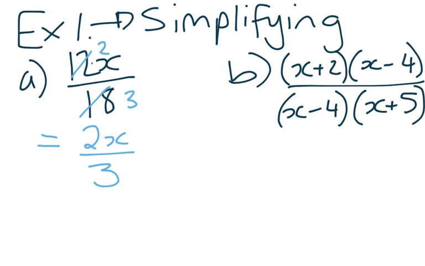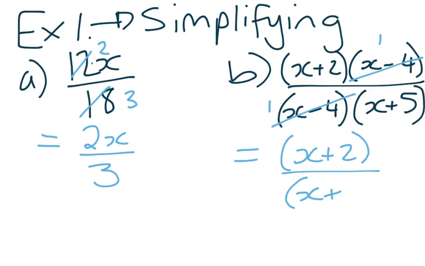With B, it's already factorised and everything for us, so what we just need to do is look to see if we can cancel anything from the top and the bottom. So you'll notice that there's x take 4 on the top and x take 4 on the bottom. And because it's on the top and the bottom, if we do x take 4 divided by x take 4, we just get 1. So our answer would then end up as x plus 2 over x plus 5.